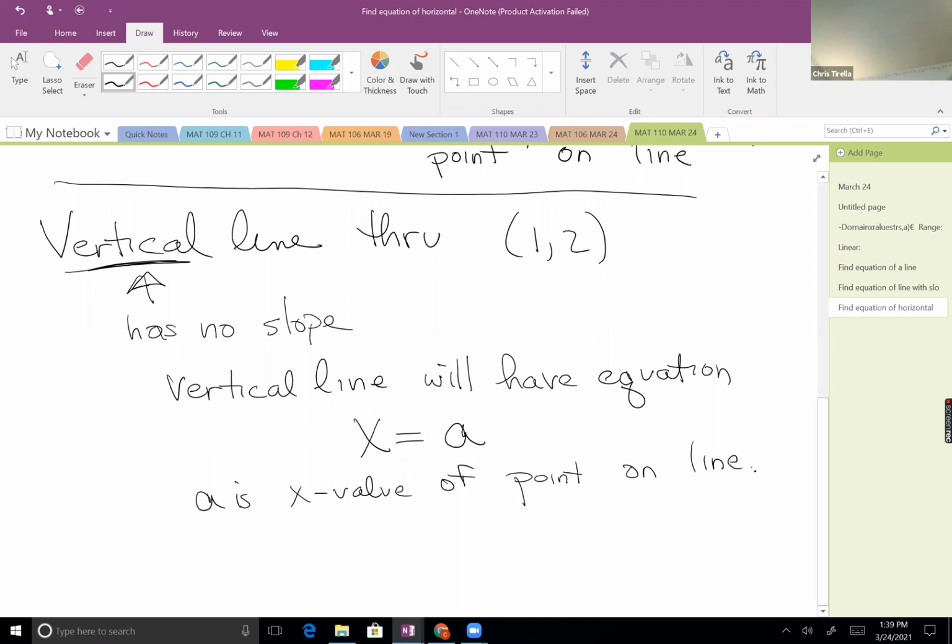Because I have no slope, I can't use my point slope formula. And I have to remember, if it's vertical, the x is always the same. And so this line would have as its equation x equals the x value of the point, 1. So a horizontal line will always be y equals the y value of a point on the line. A vertical line will always be x equals the x value of the point on the line. Pretty cool?